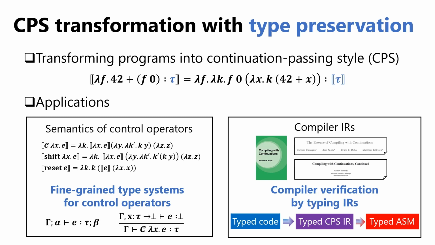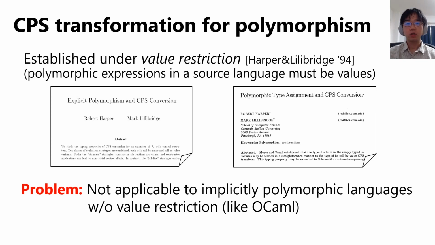typing assembly code. Type preserving CPS transformations for polymorphic language was given by Harper and Lillebridge in 1994, but their CPS transformations depend on the restriction that all polymorphic expressions in a source program must be values. So their CPS transformation can't be applied to implicitly polymorphic language without value restriction. Here, implicit polymorphism means programmers can omit type annotations. In other words, the existing CPS transformation can't handle polymorphic language with type inference if value restriction is not assumed.